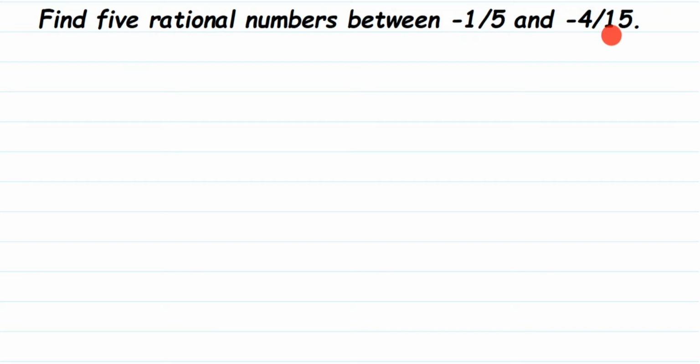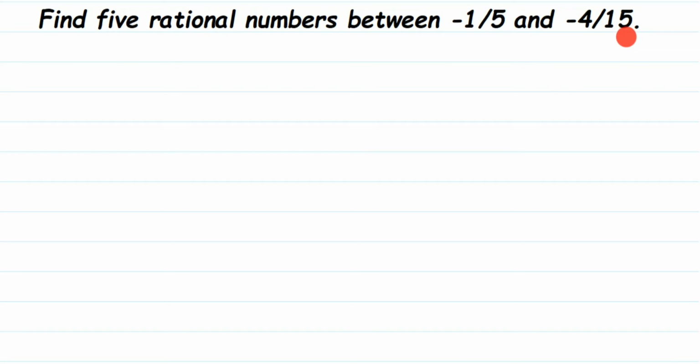The method of finding them is the same. The first step is, whenever we are given rational numbers, we have to make sure that the denominators are the same. When the denominators are the same, then we are able to find the rational numbers between them, like they should be like fractions. But you see here, one denominator is 5 and one is 15. They are not the same, right?